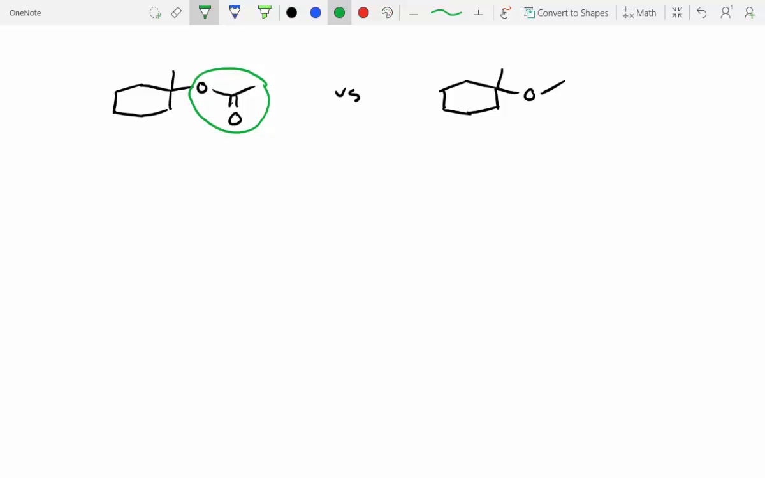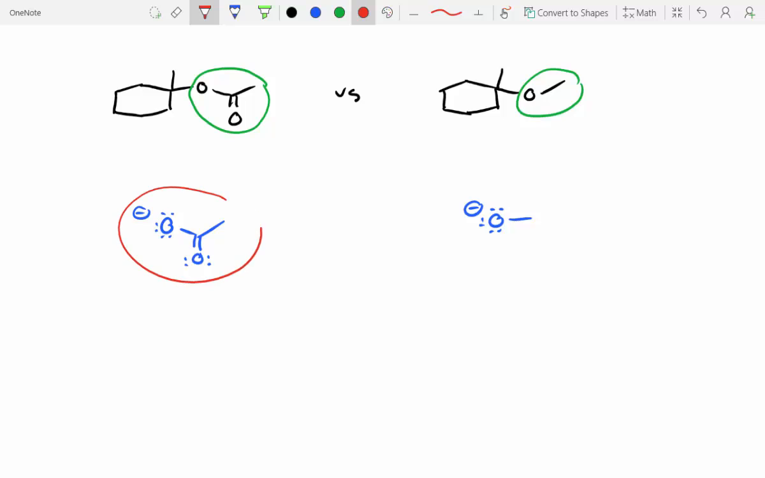So in this case, we could pop this off. If we pop it off, now all of a sudden we've got this guy floating around in solution, and I'll draw the lone pairs here. And over here we've got this floating around in solution. Got some methoxide where this has fallen off. Which one's more stable as a leaving group? The one on the left or the one on the right? The left. So in this case, this one's going to be more stable. Why? Resonance. Exactly. This is more stable due to resonance.